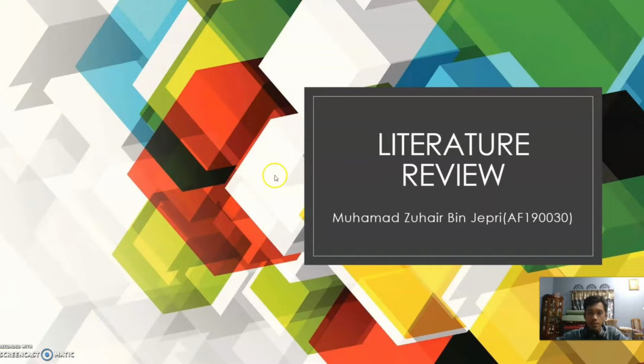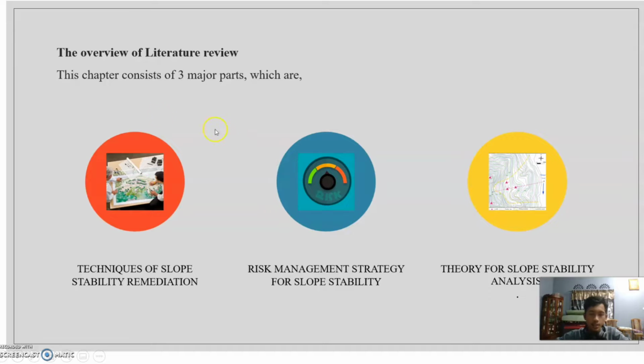My part is about the literature review. Alright, the overview of this literature review. This chapter consists of three major parts. The first one is techniques of slope stability remediation. The second one is risk management strategy for slope stability, and the last one is theory for slope stability analysis.